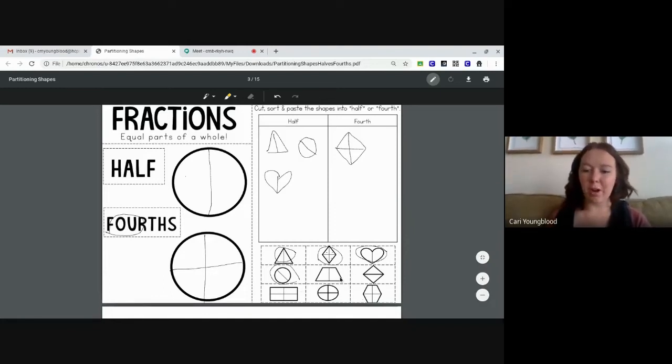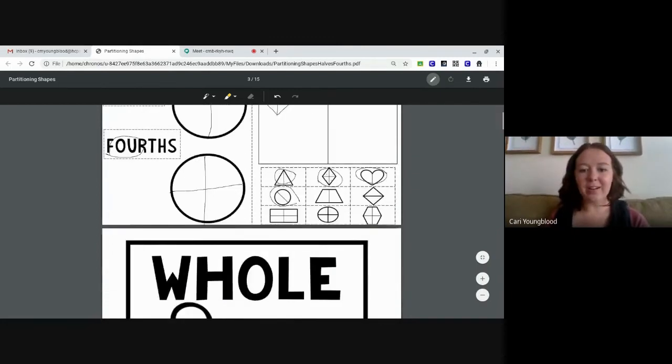Where would you put this trapezoid? Where would you put this square? It's a sideways square. Where would you put the rest of these shapes, friends? I want you to go ahead and pause the video and draw that for me and send in a picture. When you're done doing that, unpause the video, and we're going to go down to the next part.